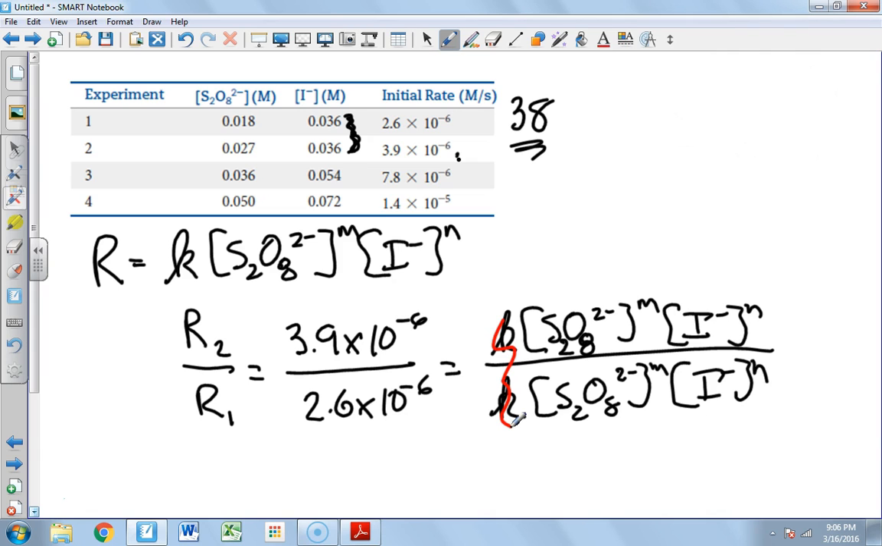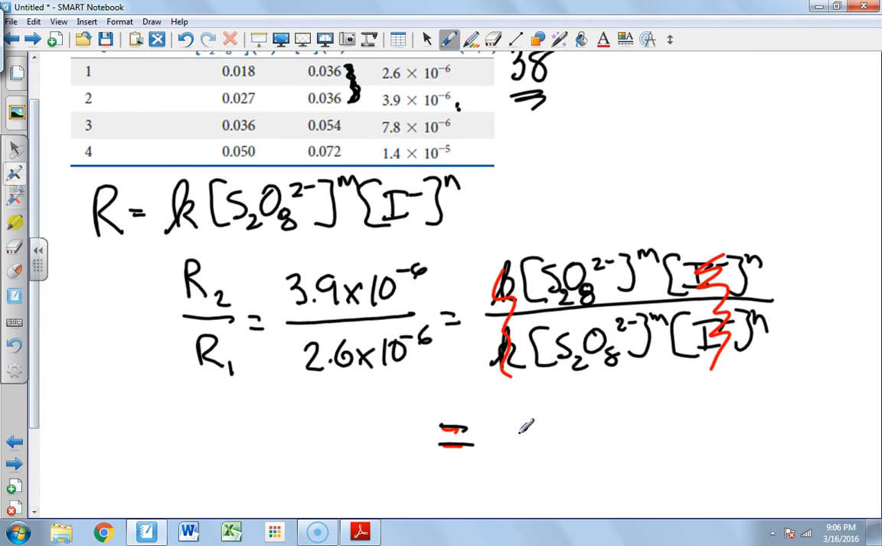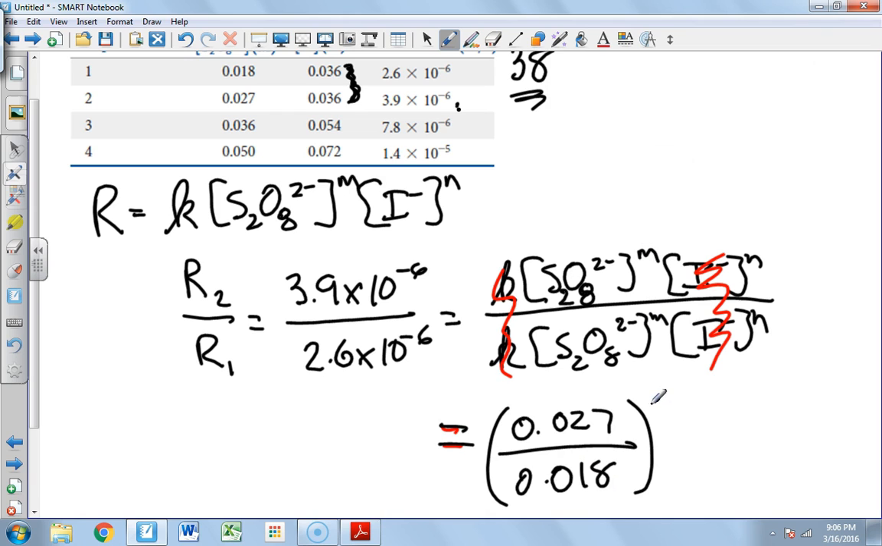So that's fine. Now if we look, iodide is the same in experiment 2 and experiment 1, so this also cancels out. So that equals 0.027 over 0.018, and because these are the same power, we can just group them together and raise it to whatever power that is. We only have to do one.